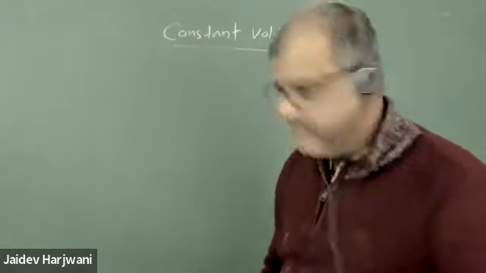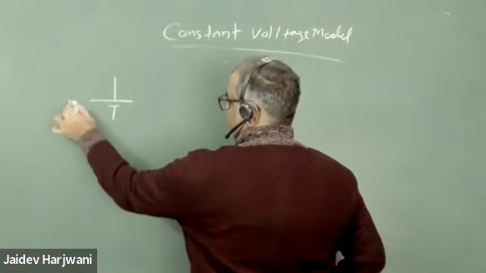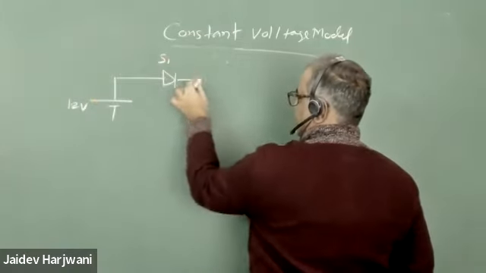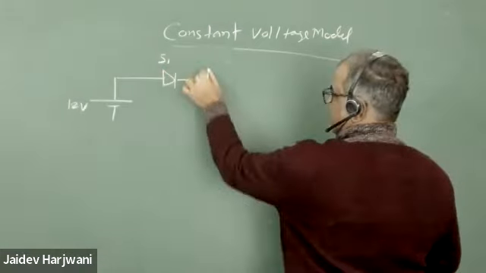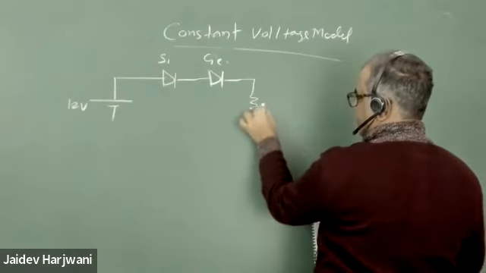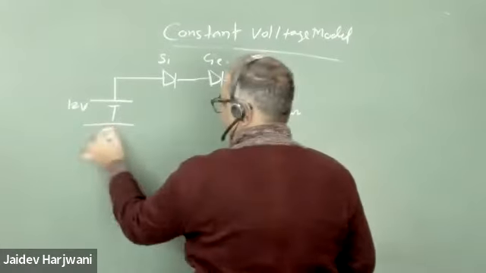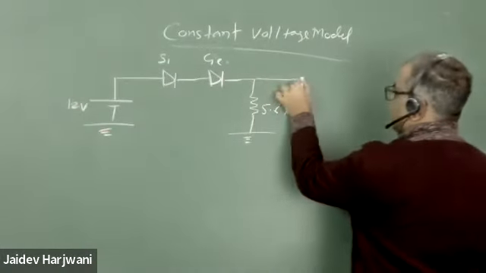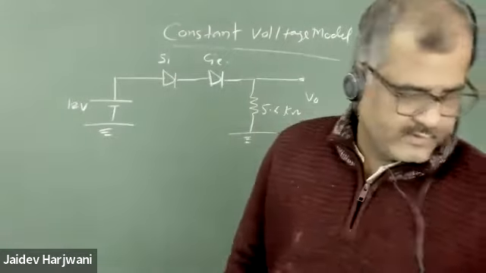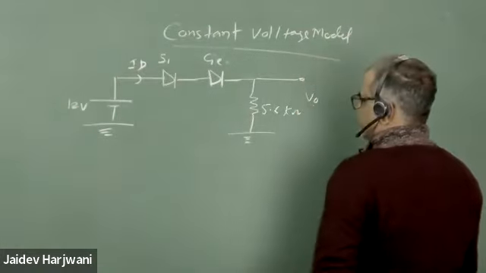Yesterday I gave you homework. You people have given me notes. This is 12 volt. Here we have a silicon diode, and then you have a germanium diode, and there we have a 5.6 kilo ohm resistance. I asked what is the voltage here, and what is the current ID in the circuit, and what is V naught?